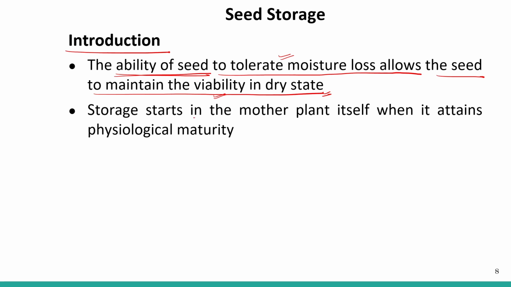The storage starts in the mother plant itself when it attains physiological maturity. So when the seeds are formed and reach physiological maturity, they start storing food for the embryo that is present inside the seed.